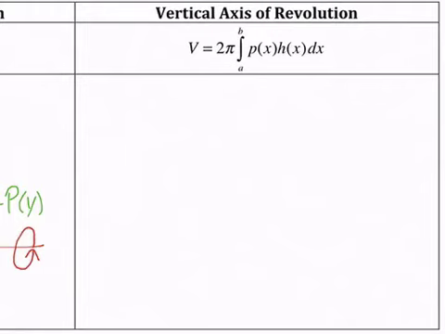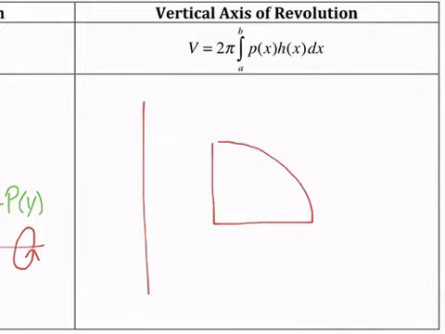Next, let's talk about a vertical axis of revolution. Here the volume is going to equal 2 pi times the definite integral from a to b of p of x times h of x with respect to x. So here's a vertical axis of revolution. And here could be the plane region that we're going to rotate around this one.